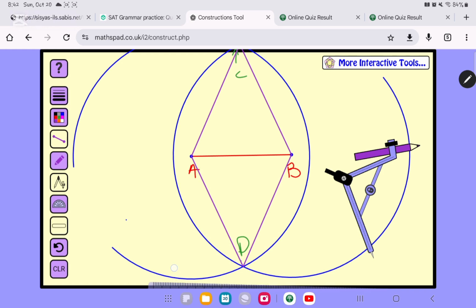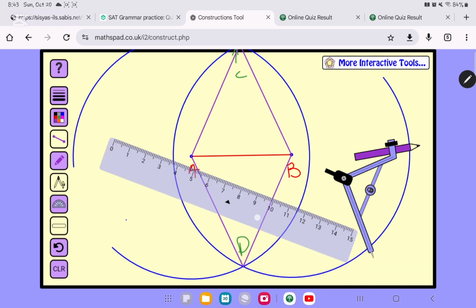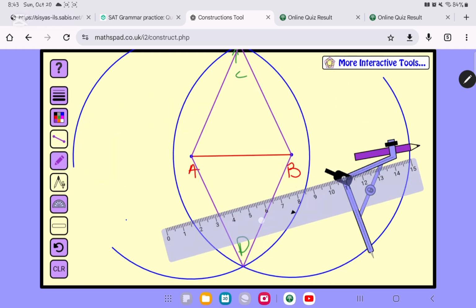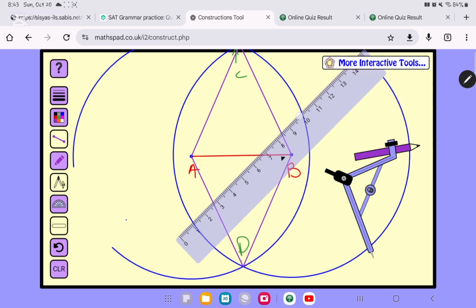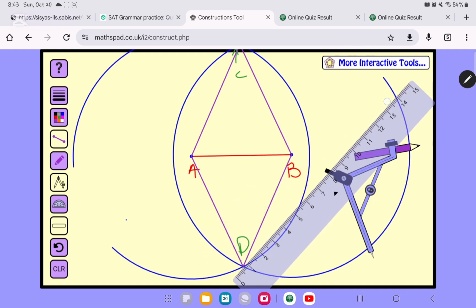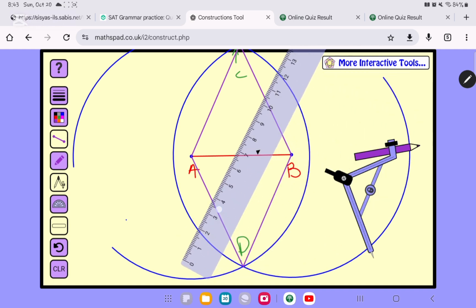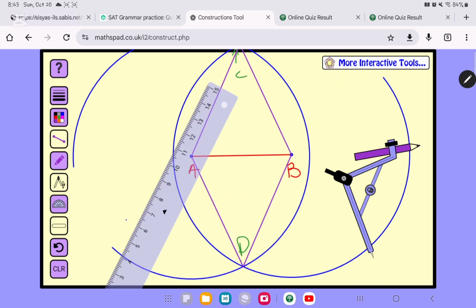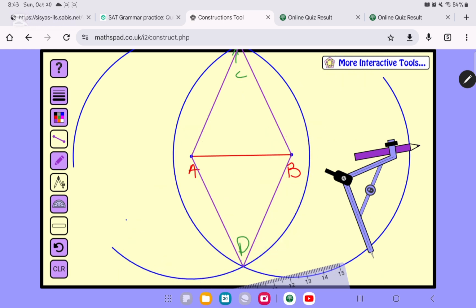So where's my ruler? The ruler is over here. We're gonna bring it up. We're gonna measure the length of one of the sides of the rhombus to see if it's actually 7 centimeters. And there you go. You see, this one is 7 centimeters. So khalas, this is how we draw a rhombus.